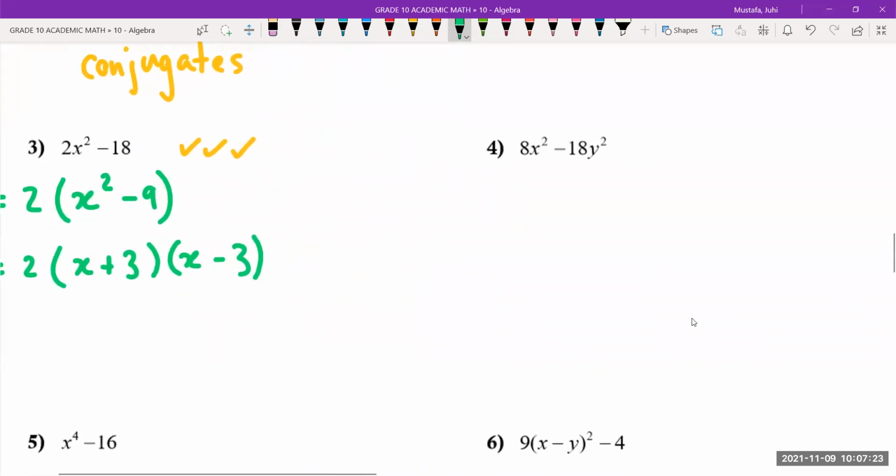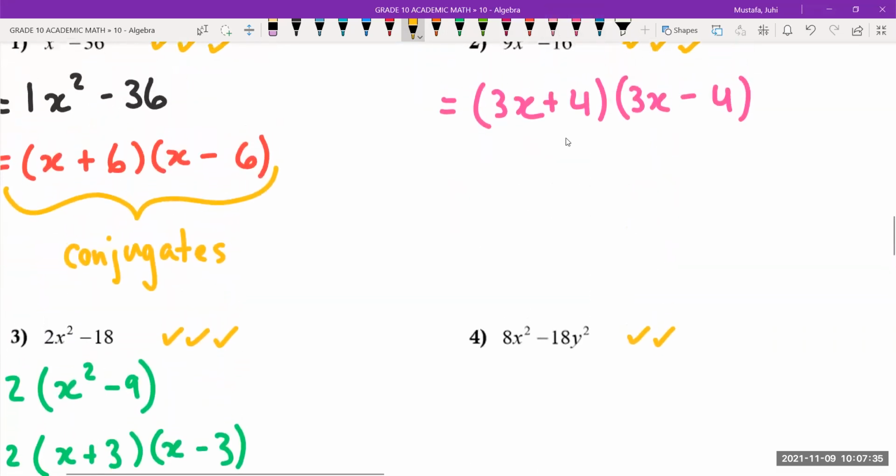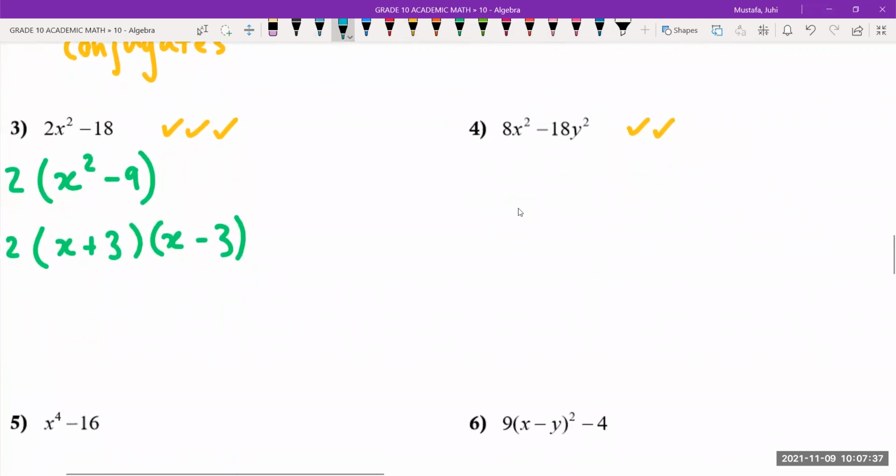All right, question number 4. So let's look at our 3 conditions. We have 2 terms. We have a minus sign. Are 8 and 18 perfect squares though? No. So what do you think we're probably going to have to do in this question? We're probably going to have to take out the greatest common factor.